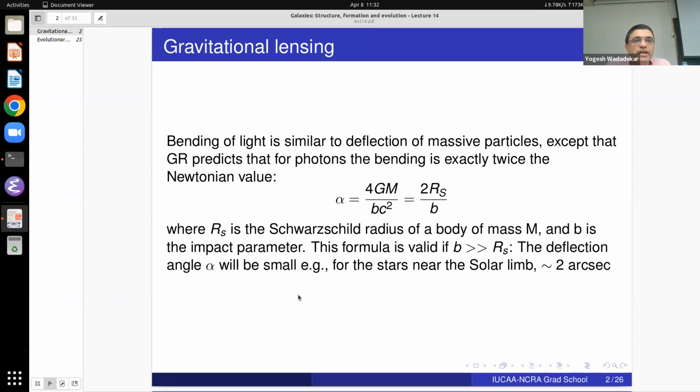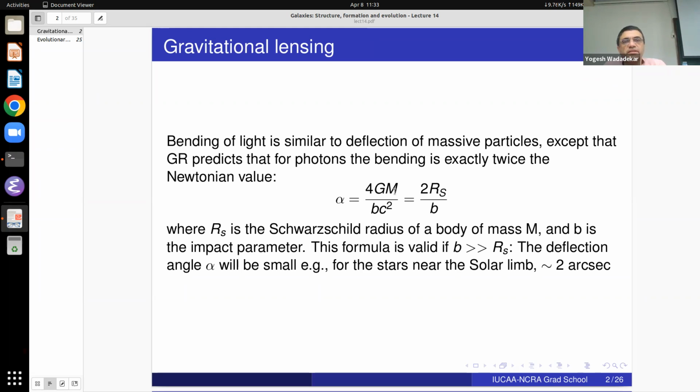Okay. The bending of light is similar to deflection of massive particles, except that GR predicts for photons the bending to be exactly twice the Newtonian value. The amount of bending alpha depends on the mass of the body that's doing the bending. And it also depends on the impact parameter, which means the photon that's coming from behind, the closest distance it reaches from your lensing body.